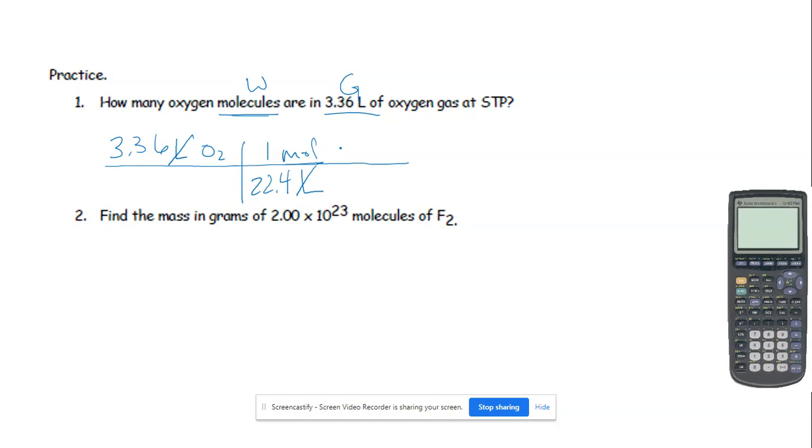So I'm going to add another chunk of railroad track. Right now, moles is on the top. I want it to go away. I'm going to put mole on the bottom. I want to turn my moles into molecules. And what do we know about moles and molecules? We know that in 1 mole, there are 6.02 times 10 to the 23rd molecules. Now our moles are canceling out top and bottom. We're left with the label molecules, which is good because that's what we want.